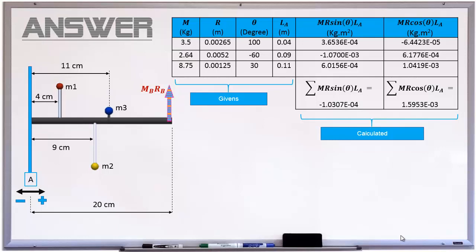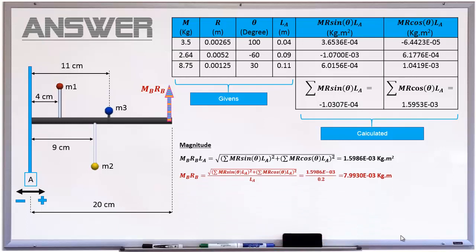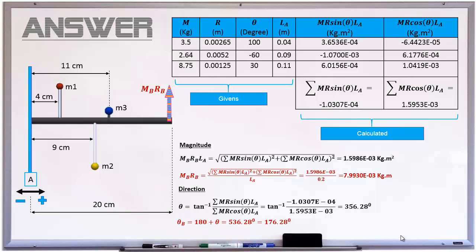So, in terms of the magnitude, m_B r_B L_A, this quantity, which represents the moment caused by the balance mass at B, should be equal to the resultant. And therefore, m_B r_B would be equal to this quantity divided by the moment arm, L_A, which is 20 centimeters in this problem. And in terms of the direction, we get the resultant angle theta, then we add 180 degrees to be in the opposite direction.